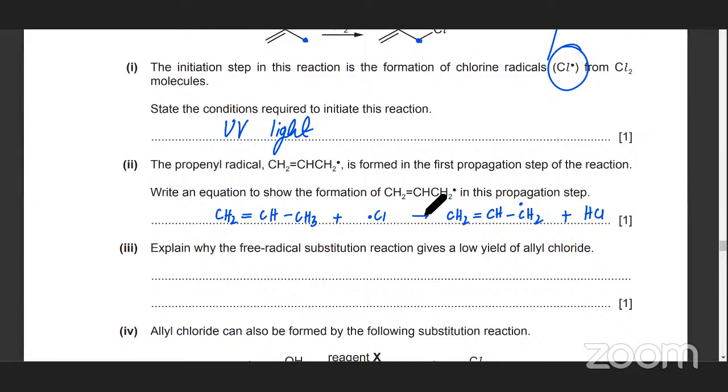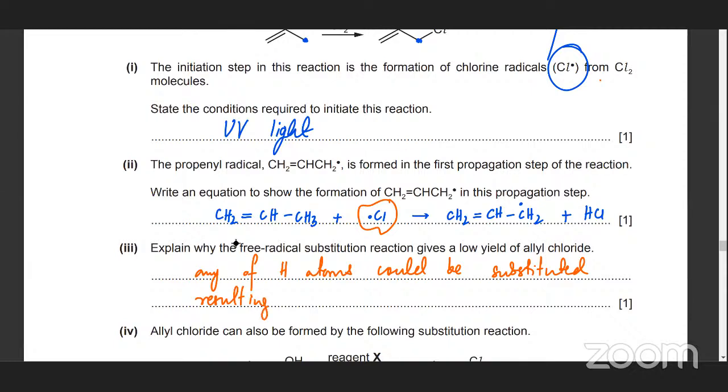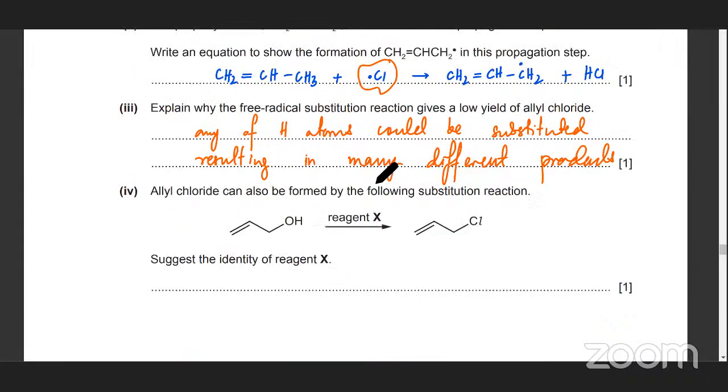Maybe because of major and minor? No, not major and minor. It's a low yield because the Cl radical can come in and take away any of the hydrogens. That's the reason why it's a low yield, because any of them can be taken. It's an uncontrolled reaction. Any of the H atoms could be substituted, so you're going to get different products. Somewhere one Cl would have substituted, somewhere two Cl, somewhere more than that, resulting in many different products.